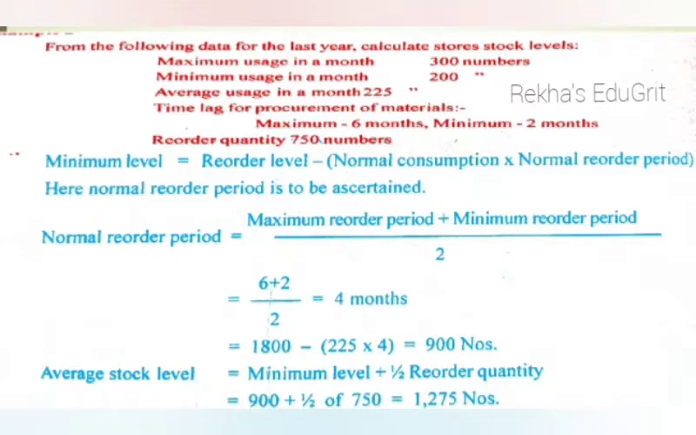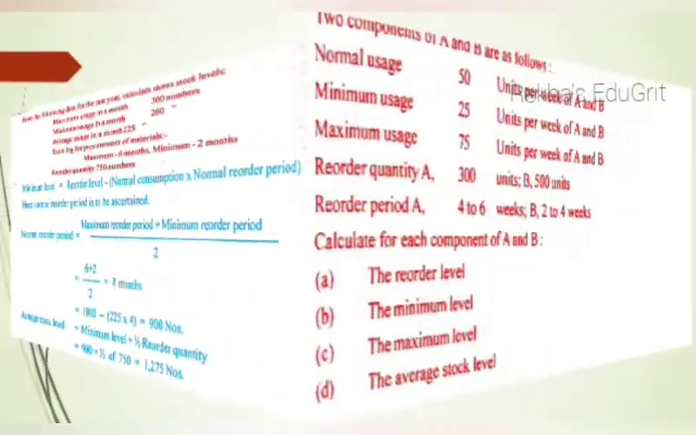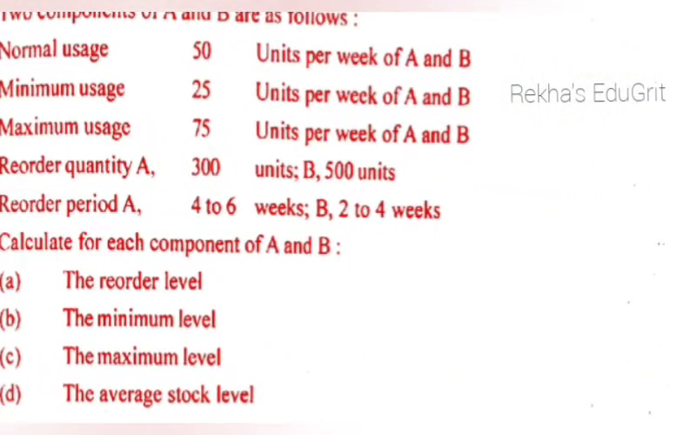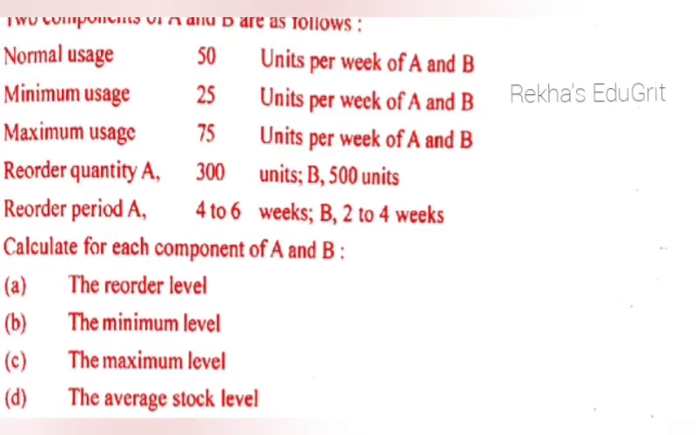So we will move to the next one. Read the question thoroughly and understand it. Two components A and B are given. Normal usage 50 units per week of A and B. Then minimum usage 25, maximum usage 75. Reorder quantity for A is 300 units and for B it is 500 units.